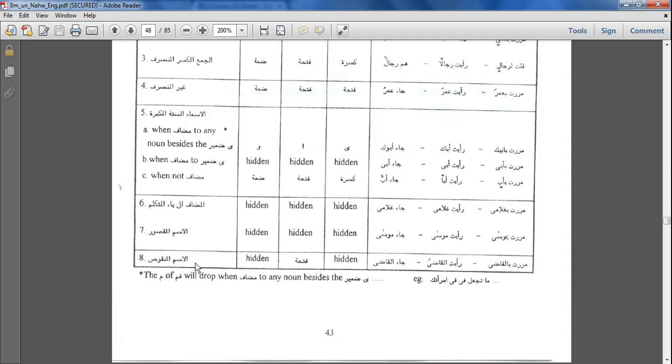Al-ismul manqus is a little bit different. The rafi'i and the jarri forms are hidden, but the fatha form, the nasb form, is actually written. Okay, so ja'a al-qadi, ra'aytu al-qadiya, marartu bil-qadi. And remember what al-ism al-manqus is. It is that which has a ya sakin at the end of it, and before it there is a kasra. So ja'a al-qadi, ra'aytu al-qadiya, marartu bil-qadi.